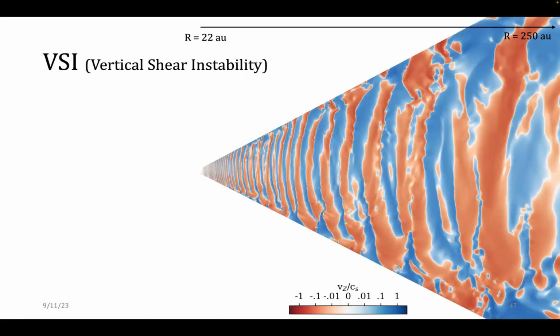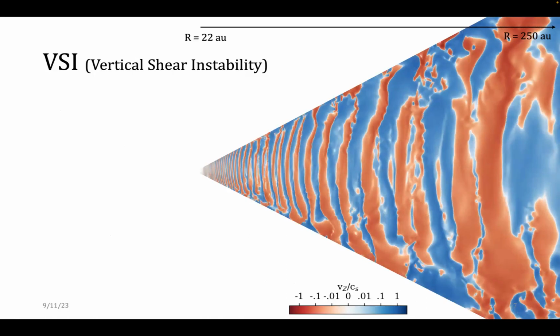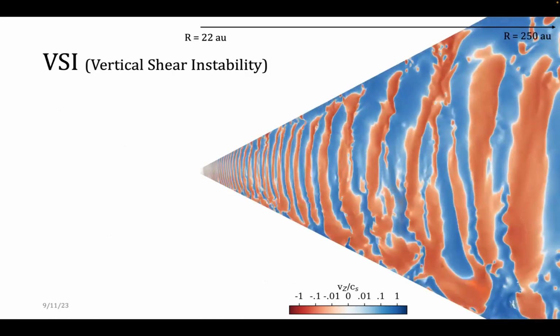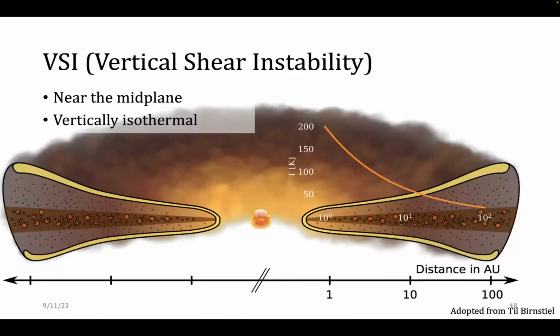And then I want to use the vertical shear instability, or VSI, to demonstrate the power of this code. What is VSI, you may wonder? So let's go back to the thermal structure of the disk again.